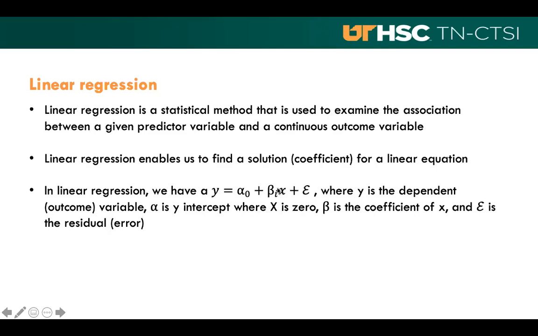So when x is 0, for example, if we say x is gender, the reference is considered as 0. If, say, the reference is female, the intercept would be the value of y when the variable x, or gender, is female.